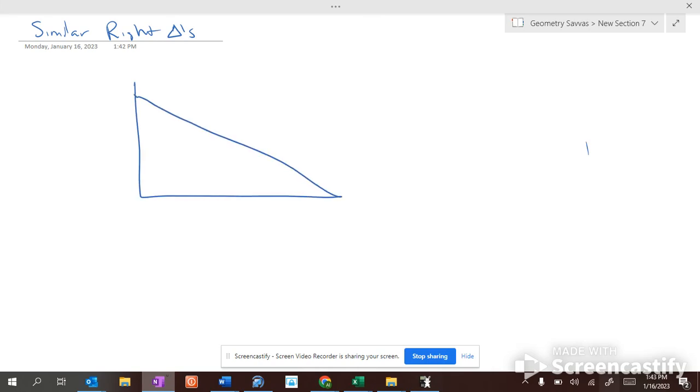Here's a right triangle. Ooh, that looks ugly. Let's try that again. Ooh, that looks ugly. Let's try that again.